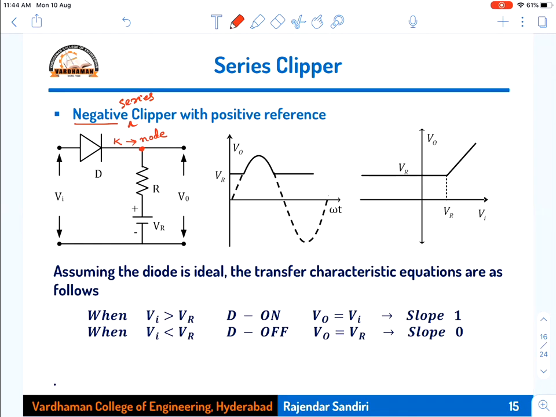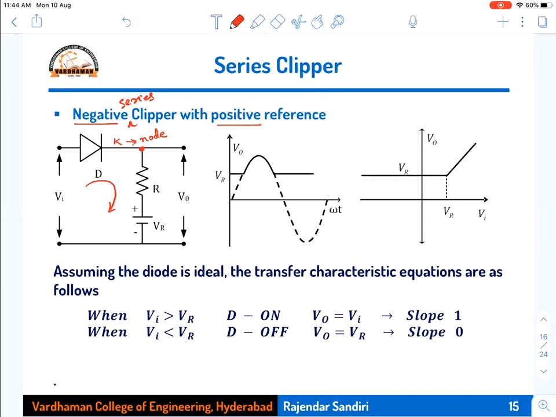Next, in the clockwise direction, when I am connecting the battery here in the branch, in this case the resistor branch, which is between the output and input here, what am I encountering? First, the positive terminal of the battery in the clockwise direction. Therefore this is a positive reference. So negative series clipper with positive reference. Then input and output waveforms we can draw by comparing the input voltage Vi with VR: Vi greater than VR and Vi less than VR.